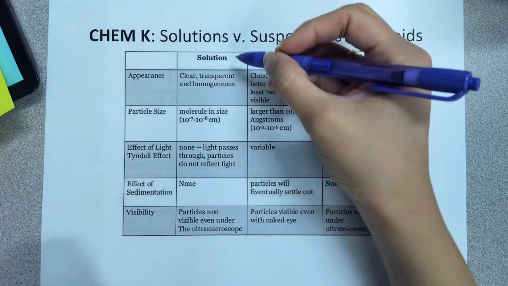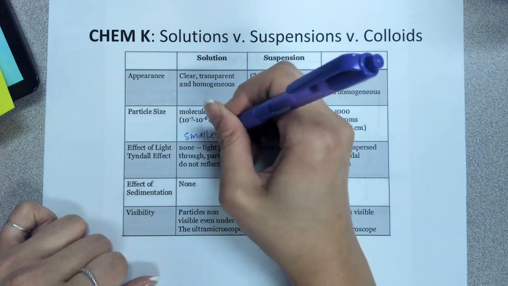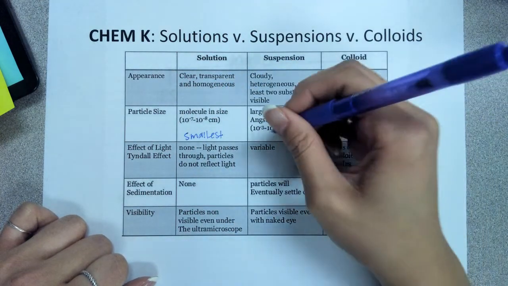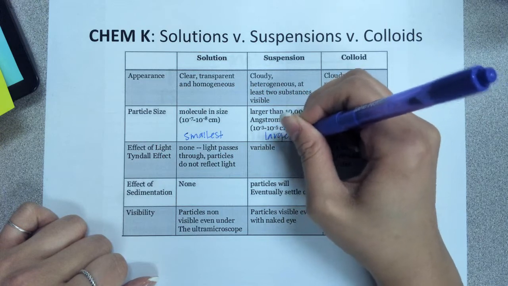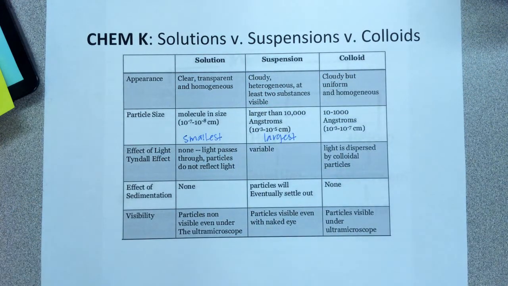So again, with your solution, particle size-wise, these are your smallest. And then your suspensions are your largest. So colloids fall somewhere right in the middle of these two. So they're the intermediate in terms of size. But again, you need to be able to recognize what makes a solution, what makes a suspension, and what makes a colloid.